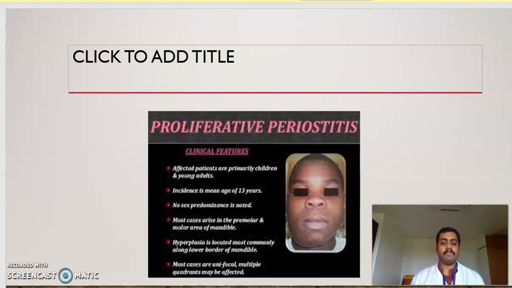So now we look into the clinical features of proliferative periostitis. Affected patients are primarily children and young adults. Increased incidence is at a mean age of 13 years. No sex predominance is noted. Most cases arise in the premolar and molar areas of the mandible. Hyperplasia is located most commonly along the lower border of the mandible. Most cases are unifocal. Multiple quadrants may be affected.